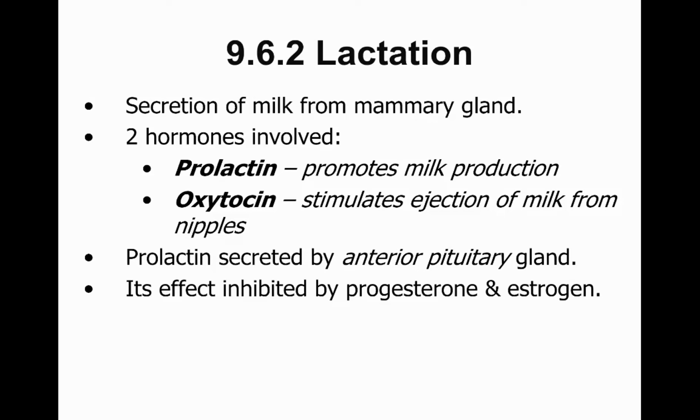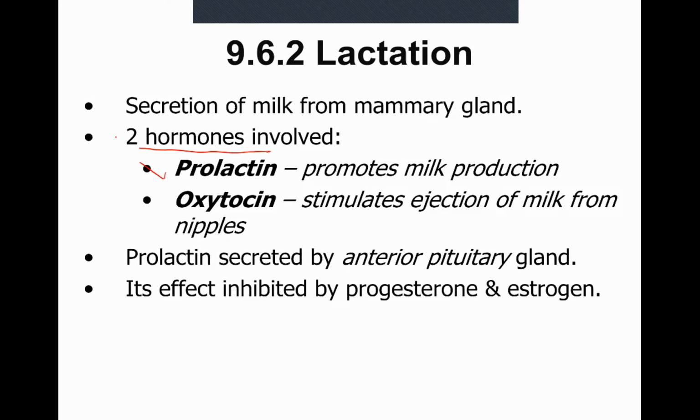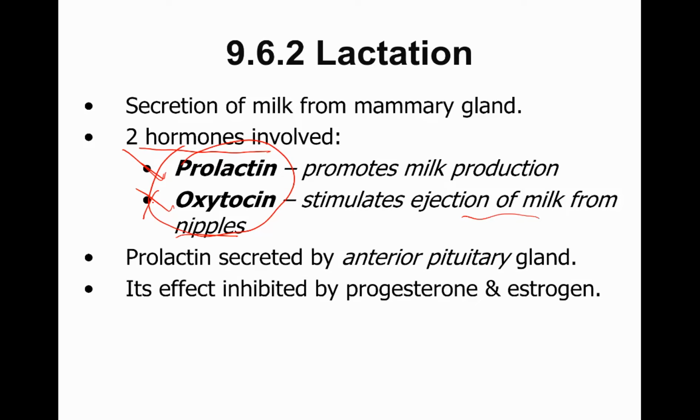So, secretion of milk from the mammary gland involves 2 hormones. They are prolactin to promote milk production, and also oxytocin. Oxytocin stimulates ejection of milk from the mother's nipple. So these 2 hormones must be present. If prolactin is present but oxytocin is not, it is no use. The milk is produced, but the milk cannot be ejected. Milk is there but cannot come out. So both hormones must be present, prolactin and oxytocin. Prolactin is secreted by the anterior pituitary gland. Oxytocin is secreted from the posterior pituitary gland.